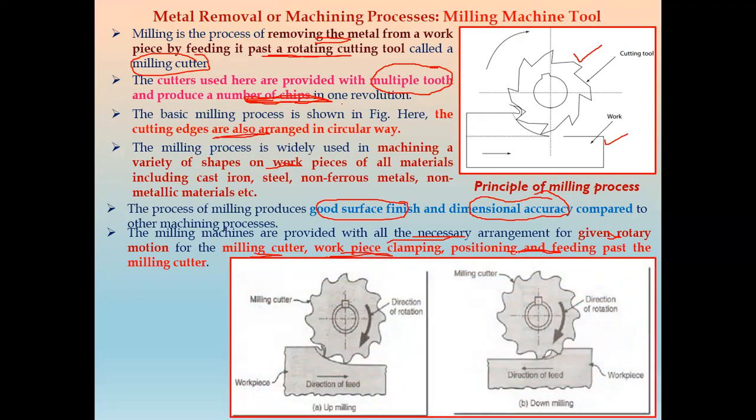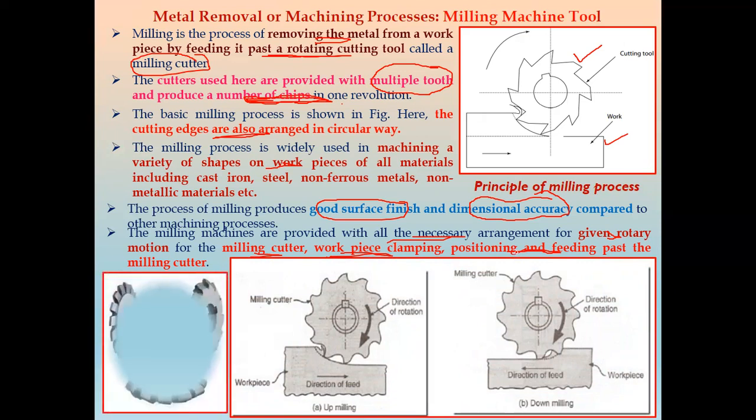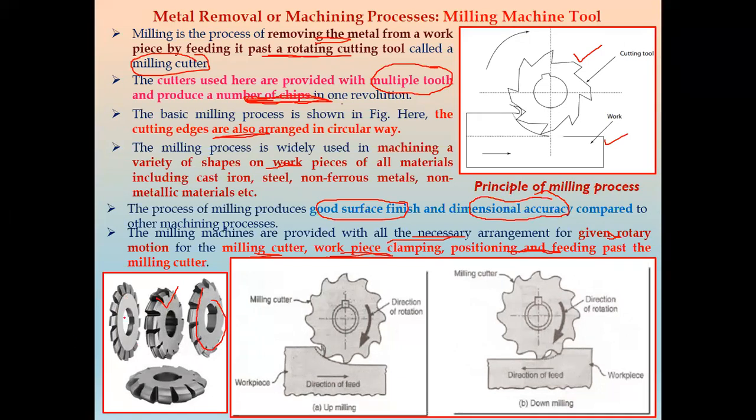Now there are two types of milling. One is up milling and another one is down milling. If you see, these are the milling cutters, that is, the milling tool that is used. The cutting edges are arranged in circular ways. So this is a multi-point cutting tool, that is the milling cutter.